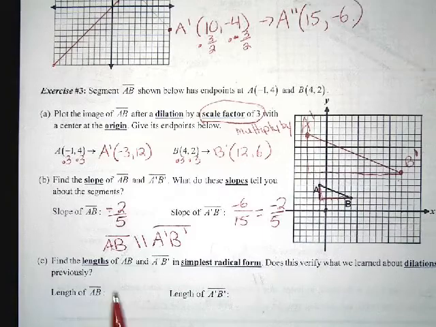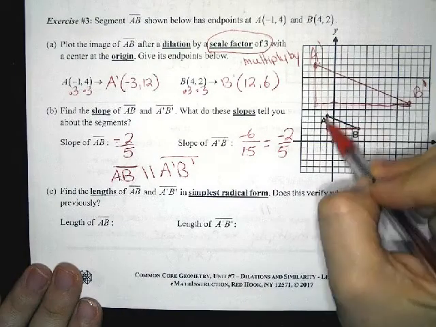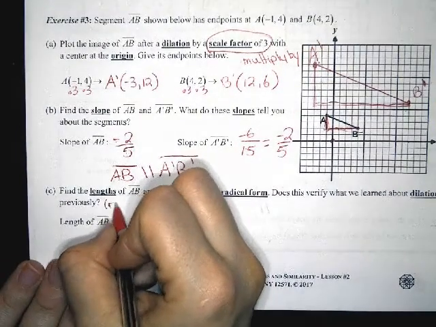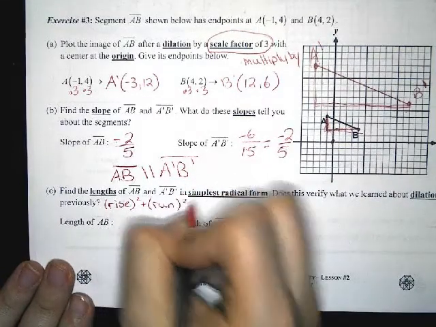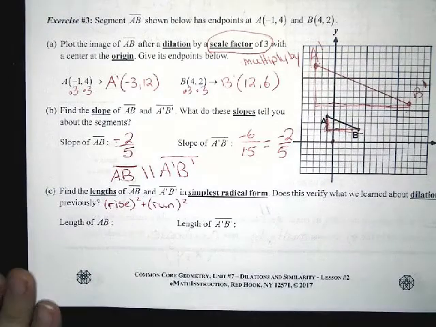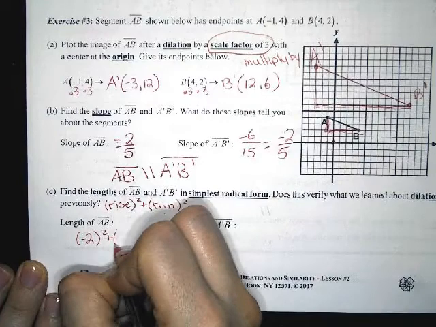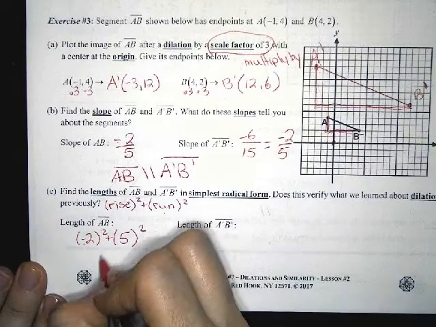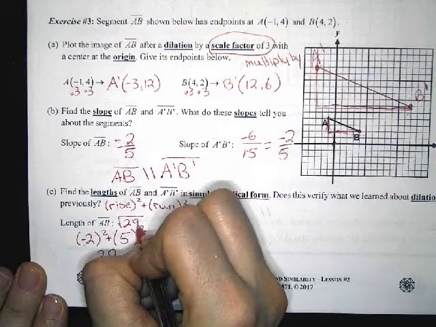And the last thing it's going to ask me is to find the length. So we kind of already created our right triangles when we were calculating the slope. So the length distance is generally, I remember it as rise squared plus run squared. I take the slope and I apply the Pythagorean theorem to it. So I get (-2) squared plus 5 squared. Do the math. That's 29. So the length of AB is radical 29.